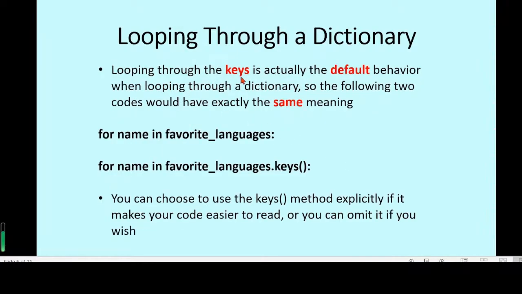So looping through the keys is actually the default behavior when looping through a dictionary. So the following two pieces of code would have exactly the same meaning. We can write for name in favorite languages. Do not add any methods after this dictionary. Or we can write for name in favorite languages dot keys. These two statements will get the same result. You can choose to use the keys method explicitly if it makes your code easier to read, or you can omit it if you wish.